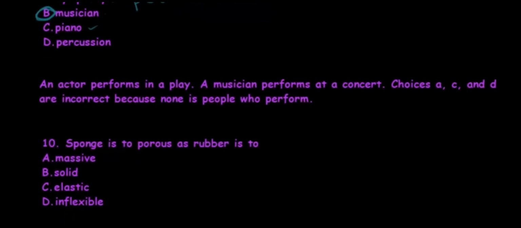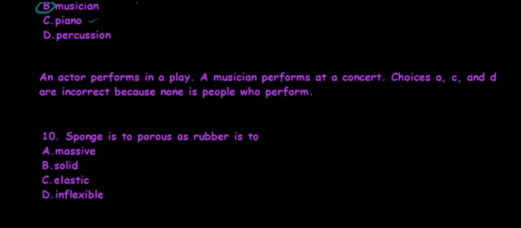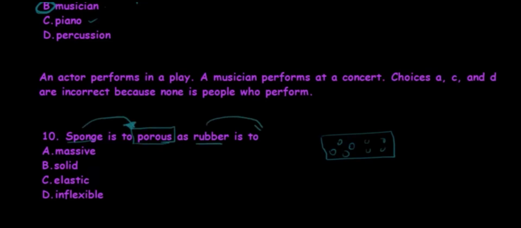Next question. Sponge is to porous as rubber is to. Porous is where it's got holes, so water can pass through a sponge. That's what they mean by porous. So very clearly being porous is a characteristic of a sponge. What is the characteristic of rubber? Massive, not necessarily. Solid, yes it is solid. Elastic, yes it is elastic. Inflexible, no, it is quite flexible. So I'm having to choose between solid and elastic. Well, a sponge is also solid, but that's being more specific with porous. So being elastic is a more specific characteristic of rubber.